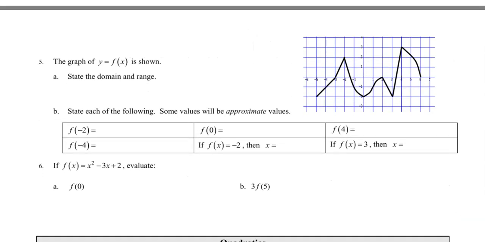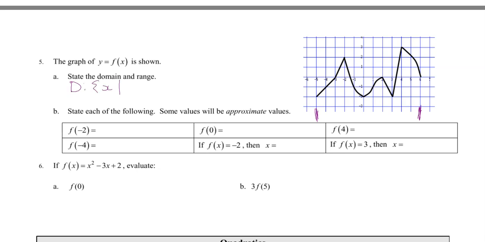Here's a graph, okay? Just some kind of weird graph, indicating something. We don't know what. State the domain and range. Okay, so domain is x values. So you tell me just from where to where. Okay, so domain in English it goes from -5 to 6.